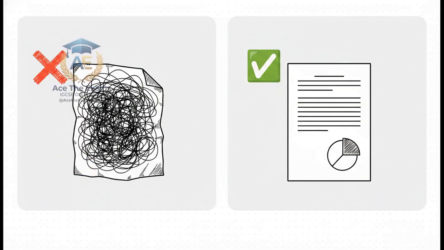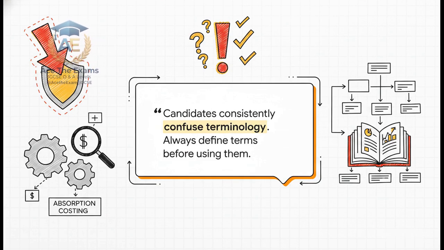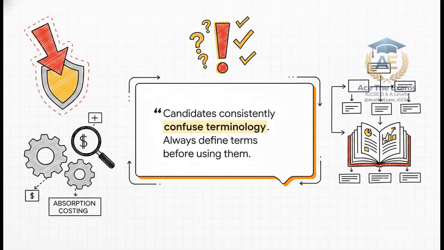Now, I want you to treat this quote like a direct compliance warning from the principal examiners themselves. When they take the time to explicitly state candidates consistently confuse key terminology, you need to treat that as a red alert regulatory audit finding. Missing these definitions triggers an immediate valuation drop on the marking grid. For instance, students constantly swap contribution with gross profit, or they confuse fixed overhead absorption rate with variable costs. It's a disaster.